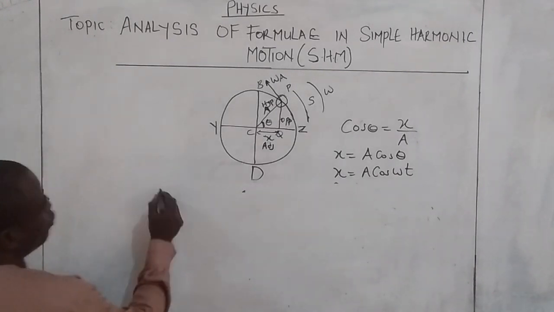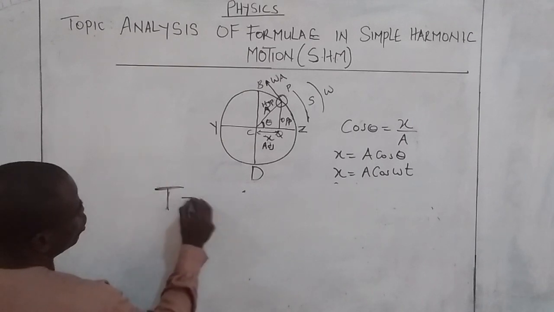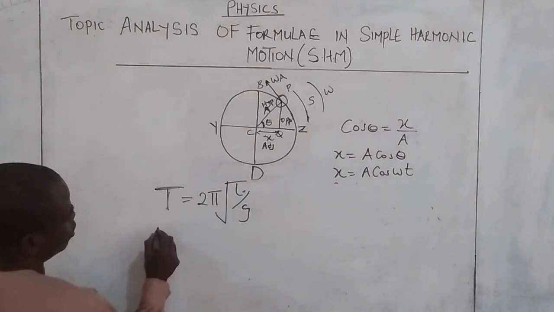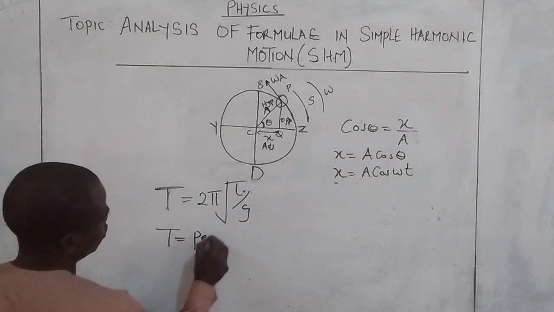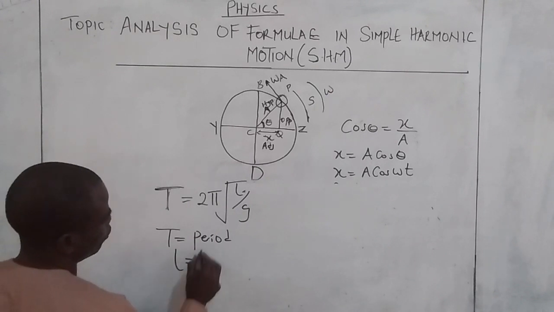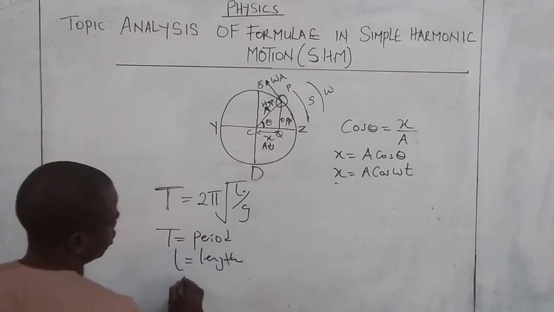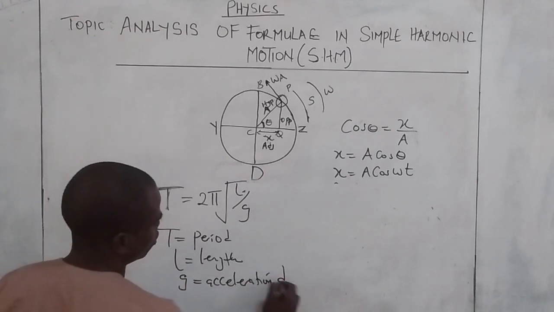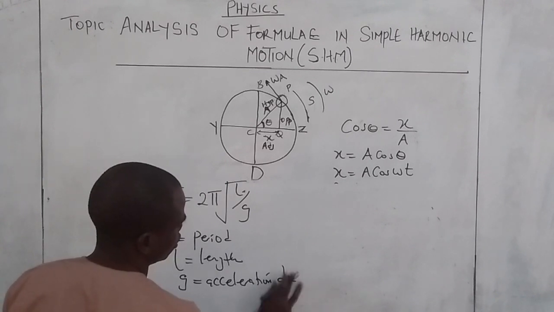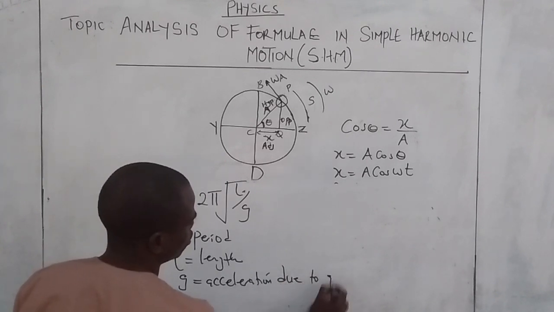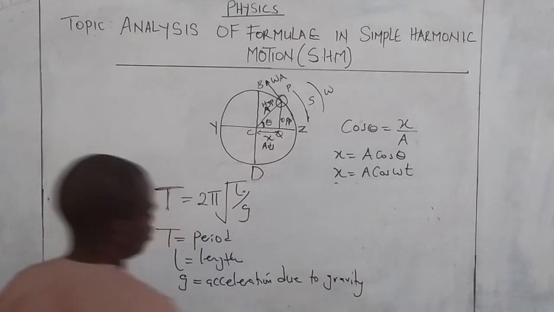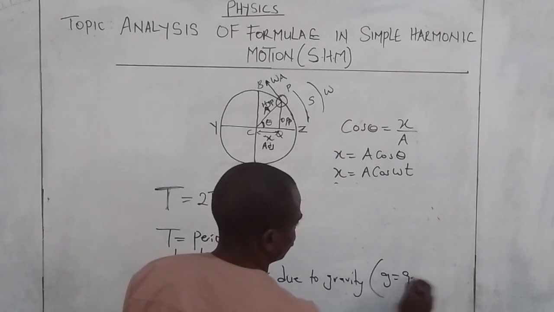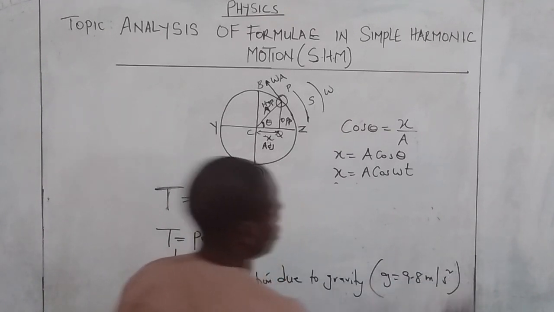And also, there's a formula for period under simple harmonic motion. T equals 2 pi square root of L by g. This T stands for period, while L stands for length, and g equals acceleration due to gravity, which is 9.8 meters per second squared.